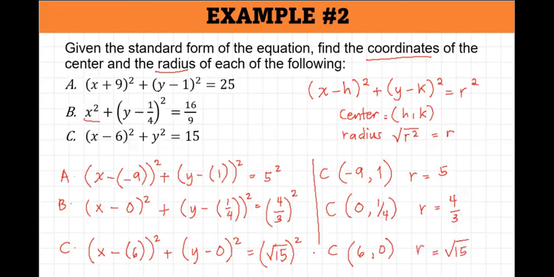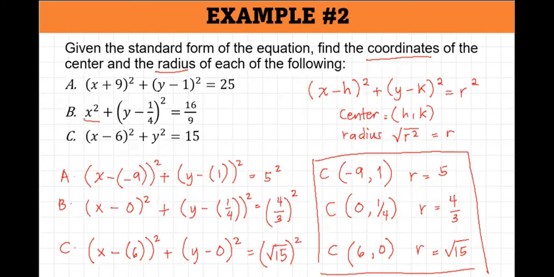So, ganun lang po kadali kumuha ng center at radius given your standard equation. Ito yung pinakamadaling kunin sa lahat kasi nga circle pa lang tayo. You only have two things that you have to consider. Center and radius.